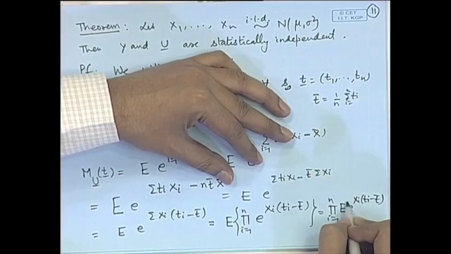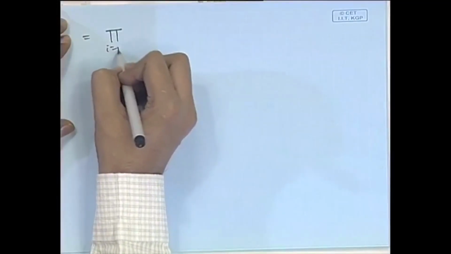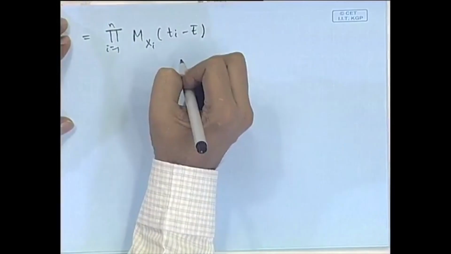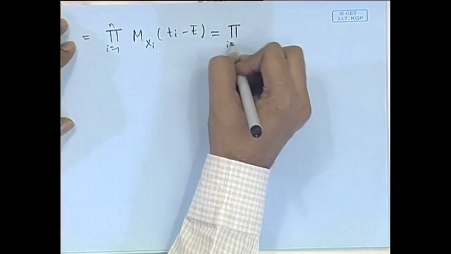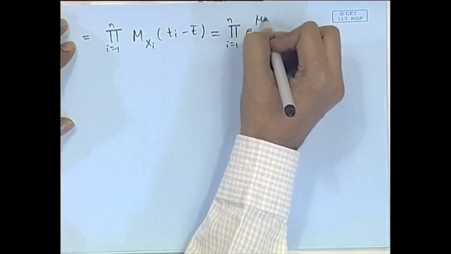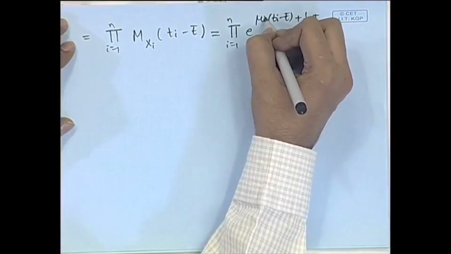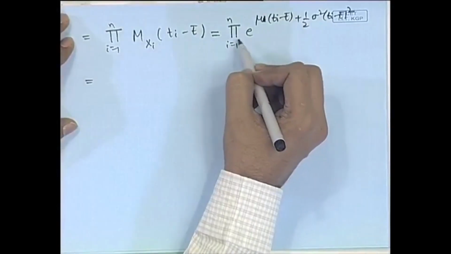However, we notice that these expectations are nothing but the moment generating functions of x_i at the point t_i minus t bar. So, this is equal to the product of the moment generating functions of x_i at t_i minus t bar. Since the x_i's are normal, we know these values. So, we substitute it here. This is the product over i equal to 1 to n of e to the power mu t_i minus t bar plus half, this is not mu_i, this is only mu, sigma square (t_i minus t bar) whole square. So, now we apply this product here.